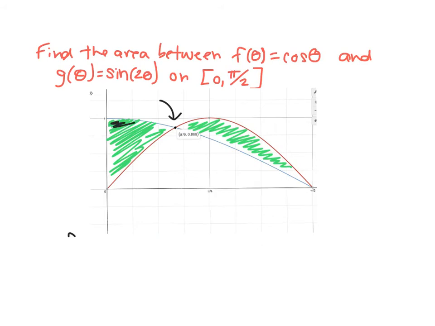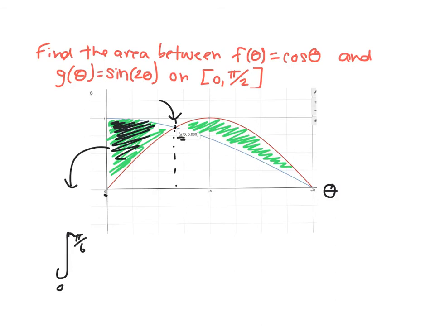So let's look at this first area here. This first area, we associate with being an integral. So we're looking from the input of 0, in this case theta, all the way up to the input of pi over 6. So we're going from 0 to pi over 6.